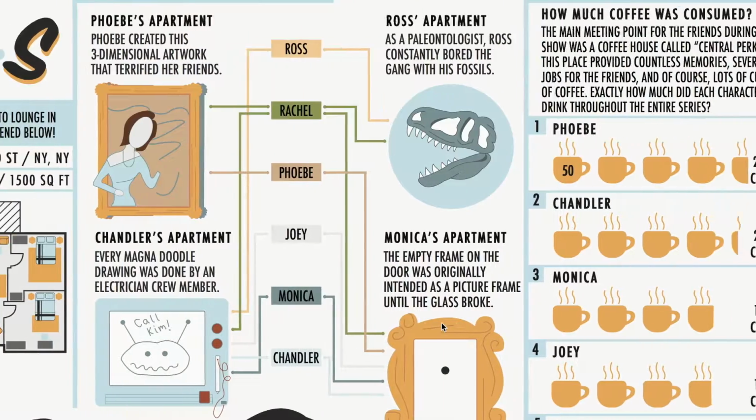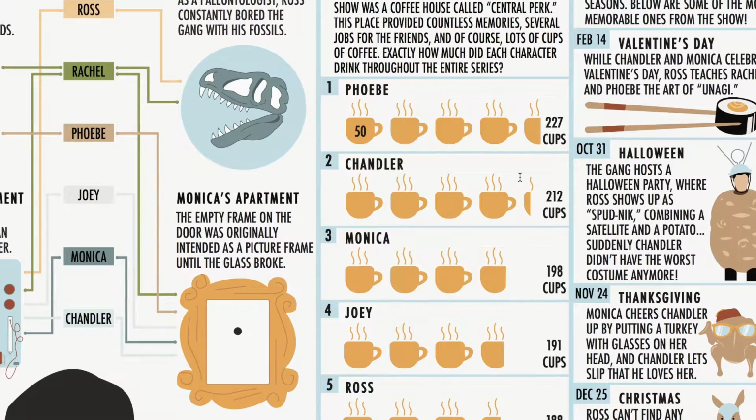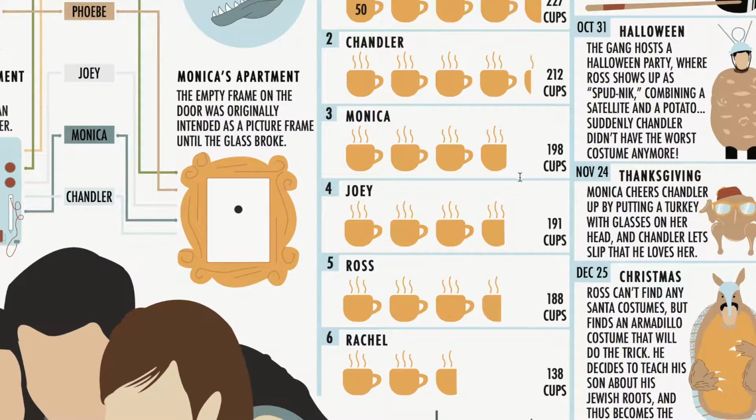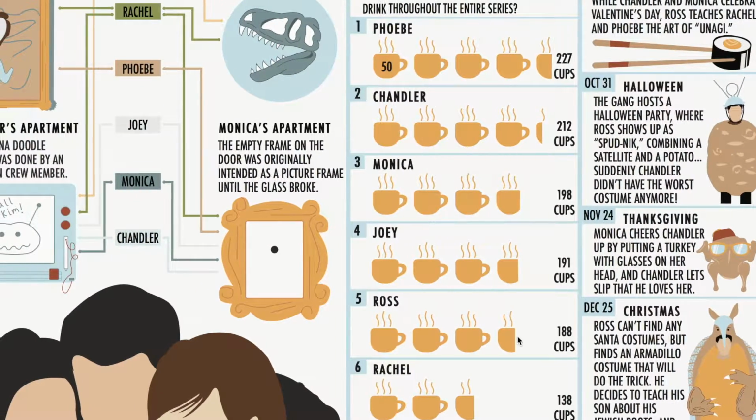For my numbers display, while I used the same icon, size, and color for each character to show how many cups of coffee they drank, I did change the amount of cups, or if you look at it another way, the length of the line for each character. I did this by altering the size of the last cup to signify exactly how many cups they drank visually. Each cup can be seen to represent 50 cups of coffee drank on the show.